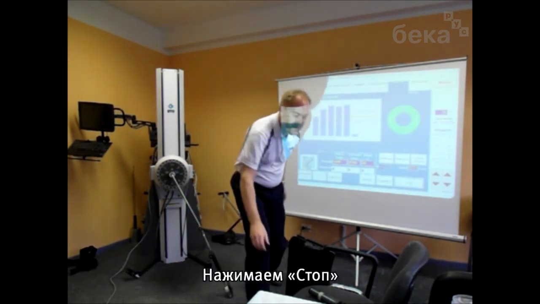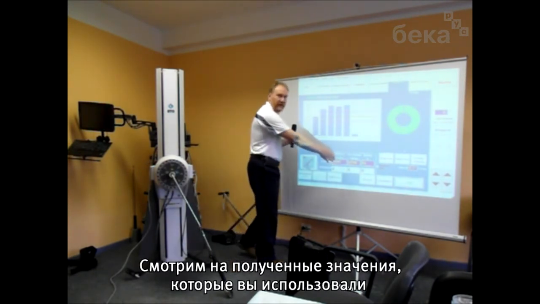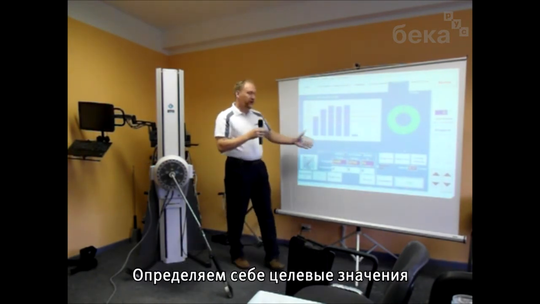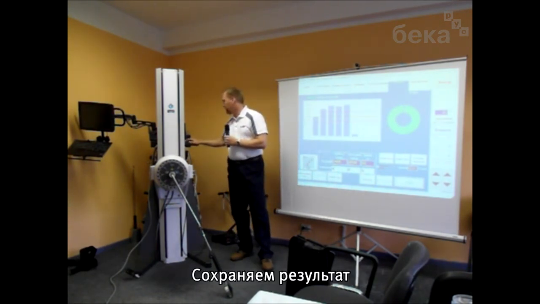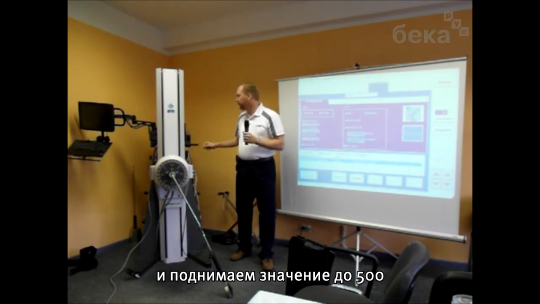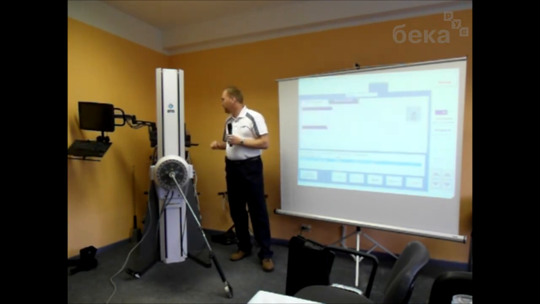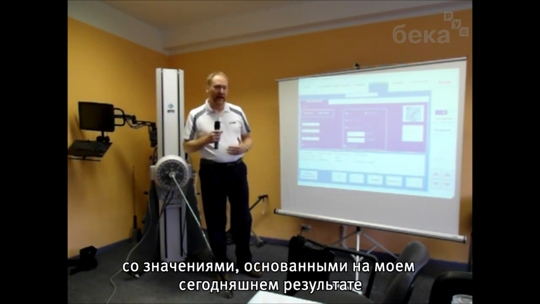Press stop, and then going through the same process, look at your values for that exercise, determine what you want to use as your goal, save that result, go back to setup, modify, we'll choose work, and round it up to 1500. Save that. Now it's ready to go for next time with a goal set based on my results today.